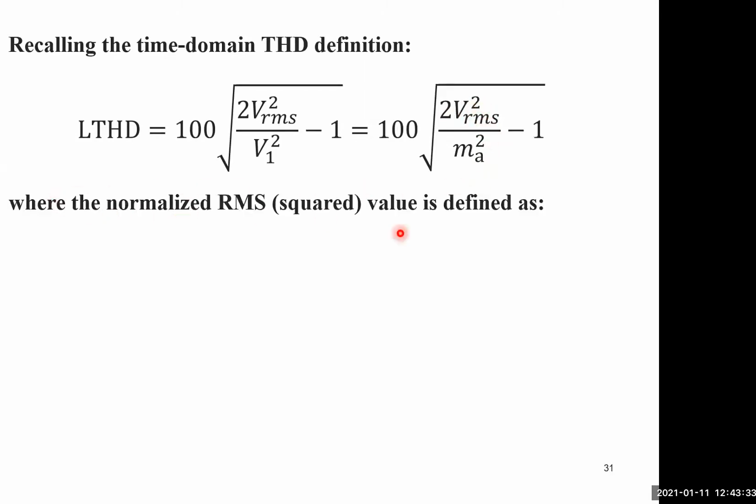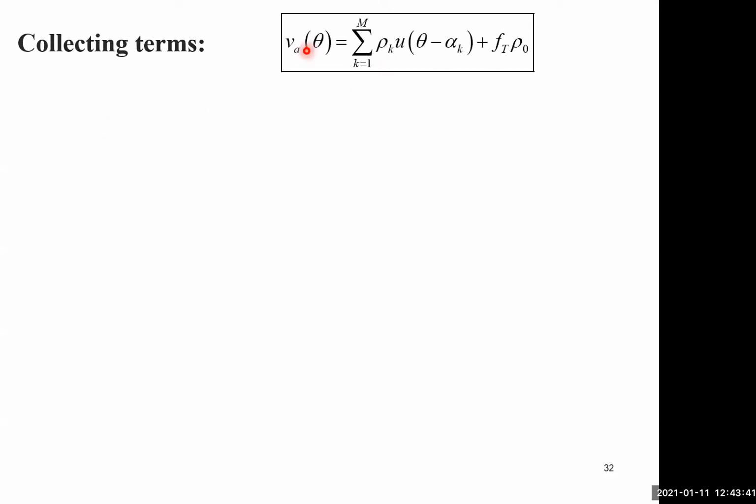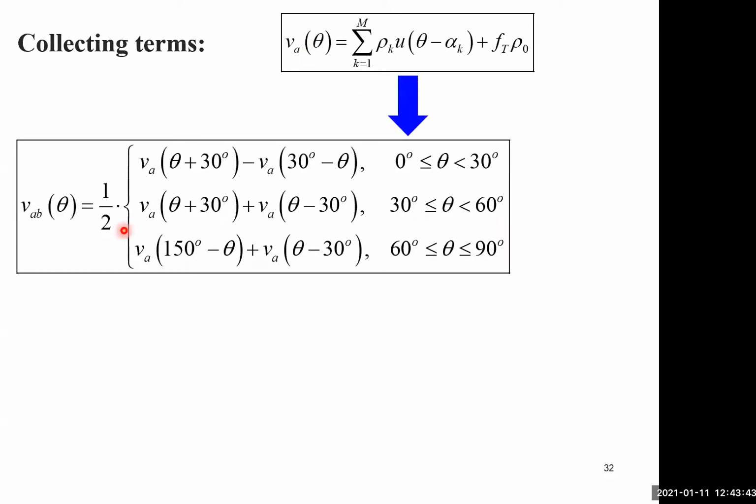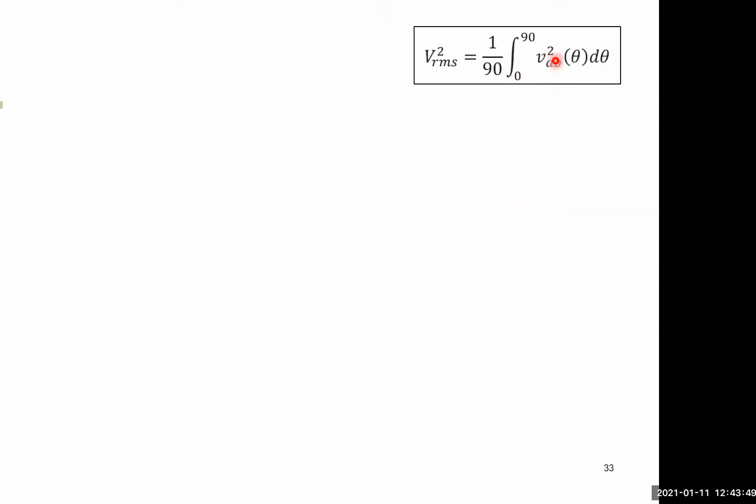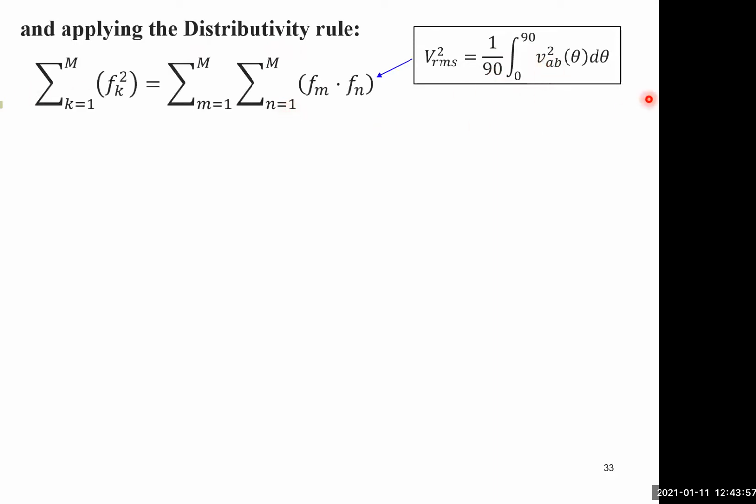So the normalized RMS square is given as follows for a symmetrical function, assuming theta is in degrees. So let's collect terms. Use the VA, we plug it into the VAB, and we plug VAB into the RMS square function. Now we have the power of 2, which is problematic with the summation. So we use the distributivity rule to convert a sum of squares to a double summation.